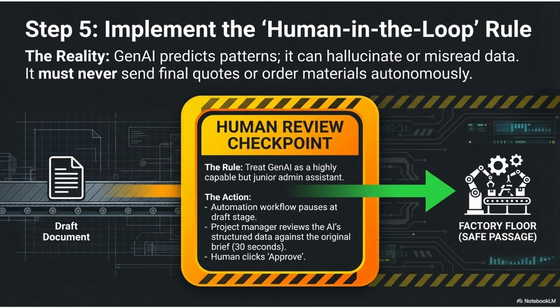A good rule is to treat these tools as a junior administration assistant. So the automation workflow pauses at the draft stage, and the project manager will review the AI structured data against the original brief, and then click approve. That reduces the amount of time that the project manager will need to spend on this, but they do need to be that human in the loop and make sure that the artificial intelligence isn't allowed to do things autonomously without some kind of human review checkpoint.